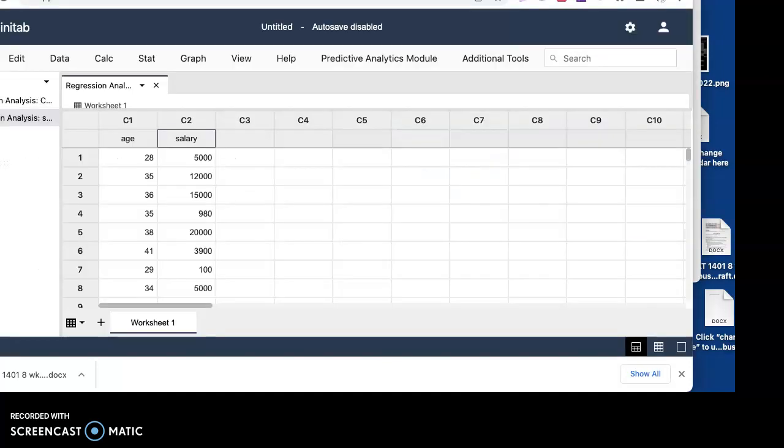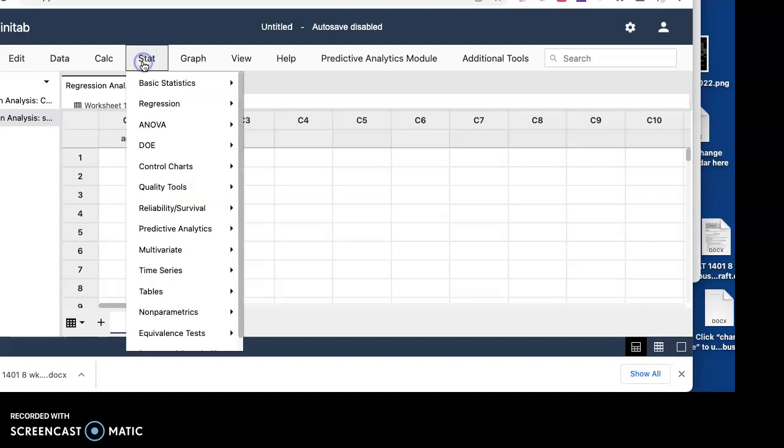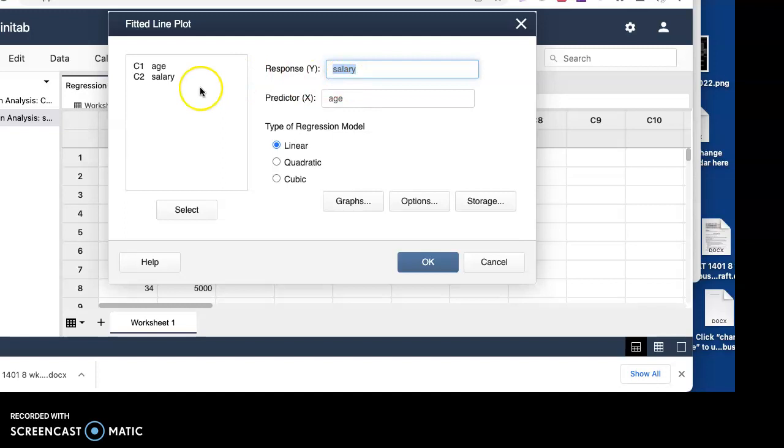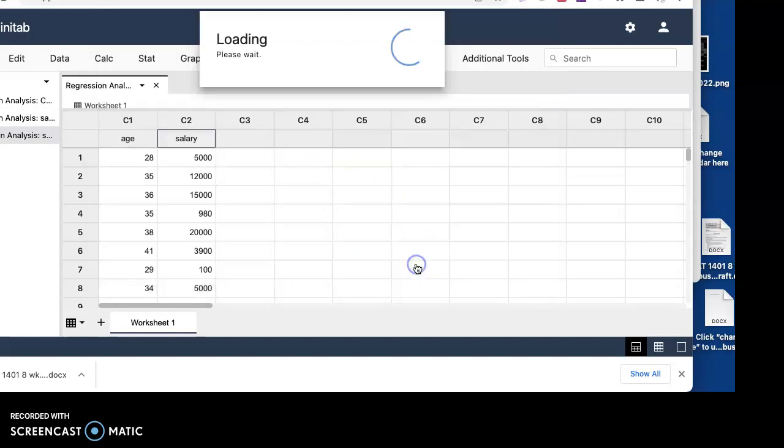Okay, so go to your Minitab and put your information in. Once you get all that information in, you need to click Stat, Regression, Fitted Line Plot. Your age, the age that you are, predicts the salary that you are going to make, because they would think that older people would make a higher salary. Linear model, and click OK.